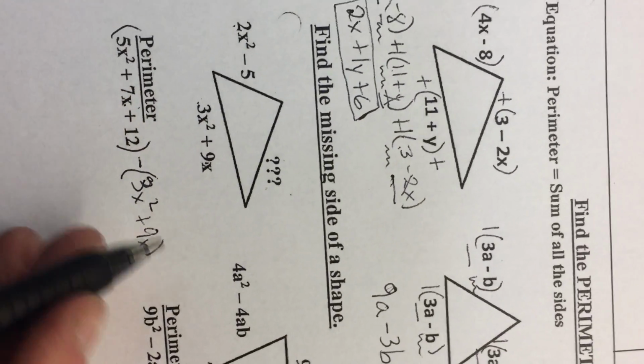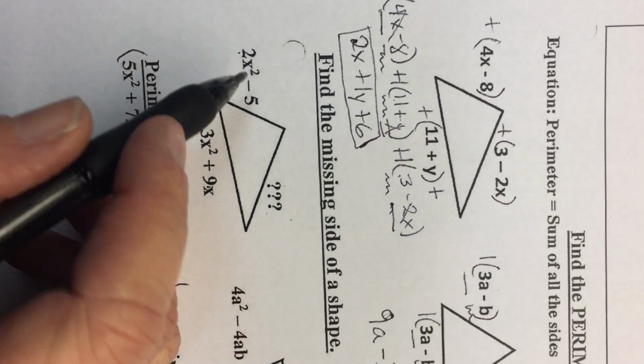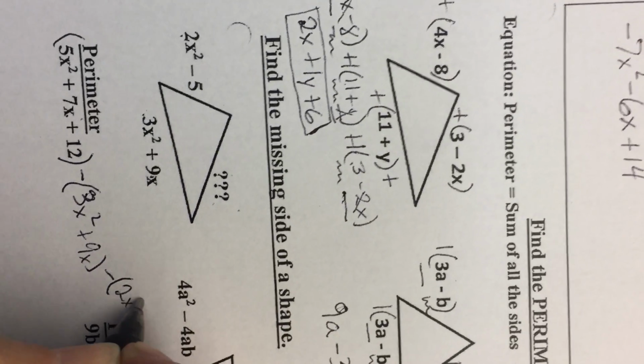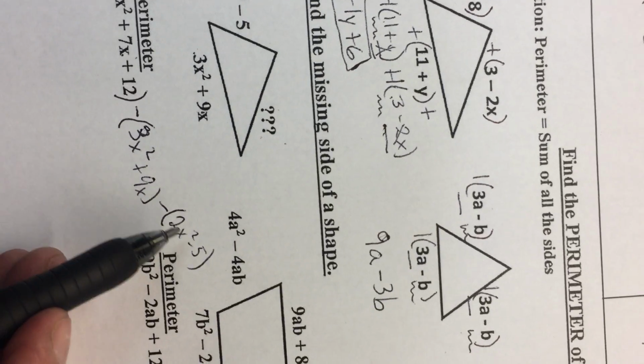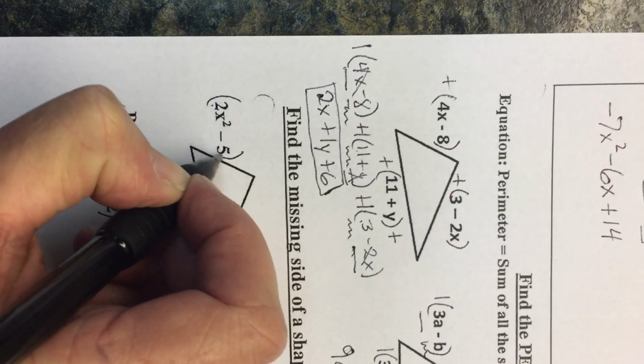Here's the perimeter minus one side, and then I'm going to subtract the next side. Here's 2x squared minus 5. Okay, so that's what I'm doing. I'm taking the perimeter, minusing one side, minusing the second side. Notice what I did with these is I put them in parentheses, right?